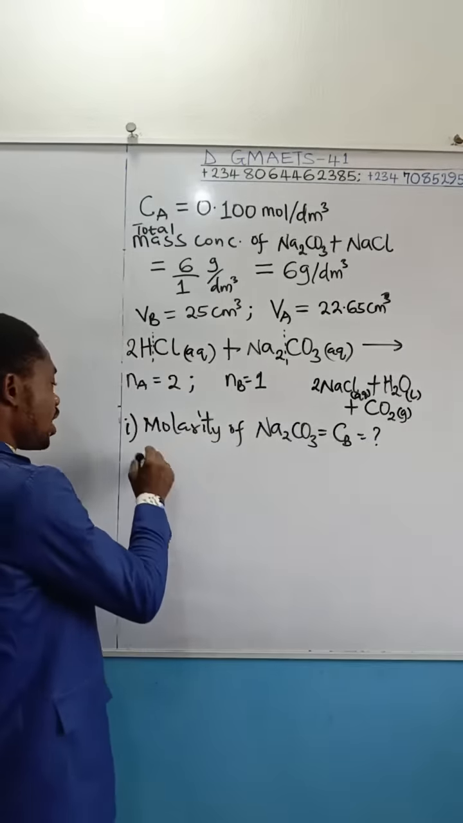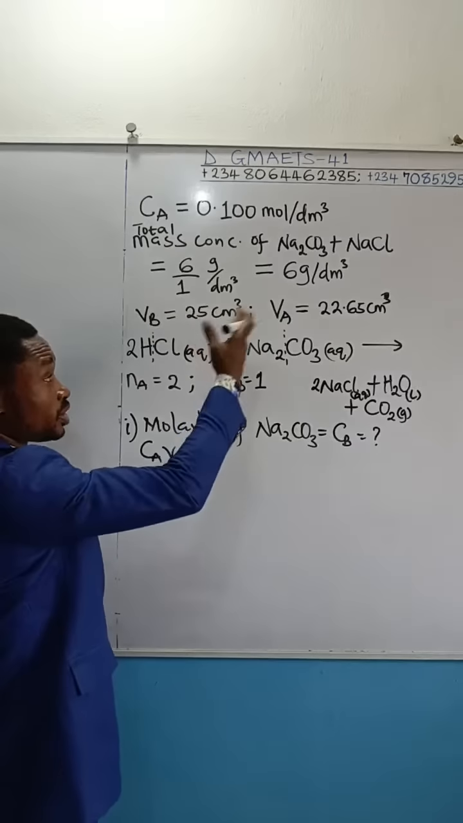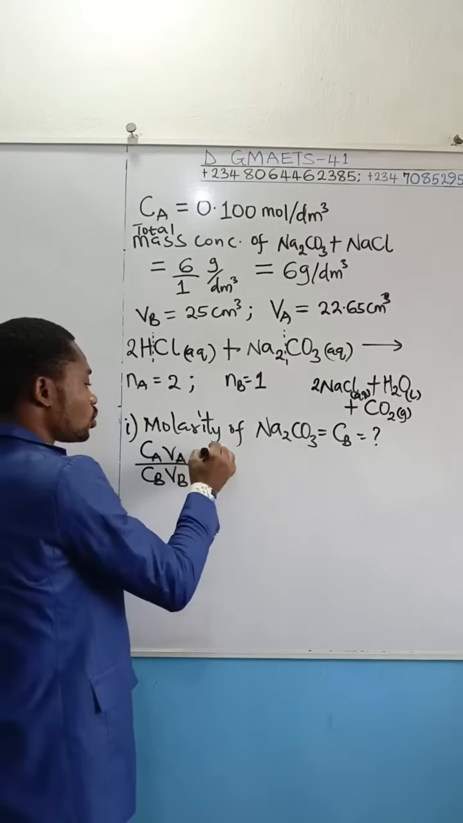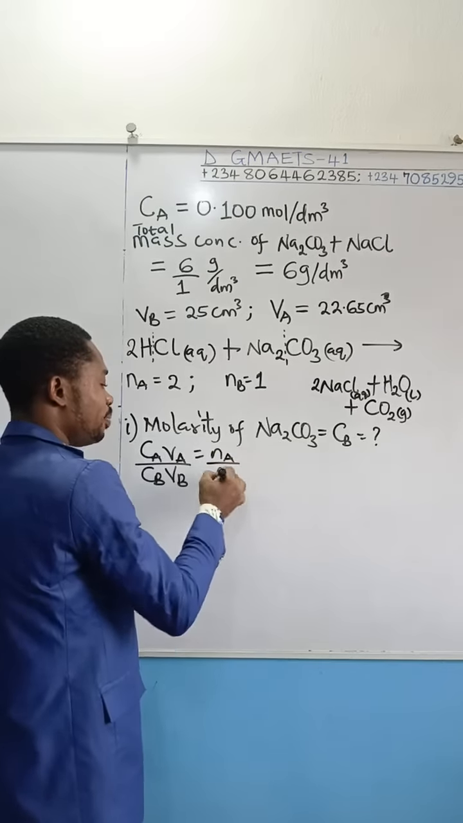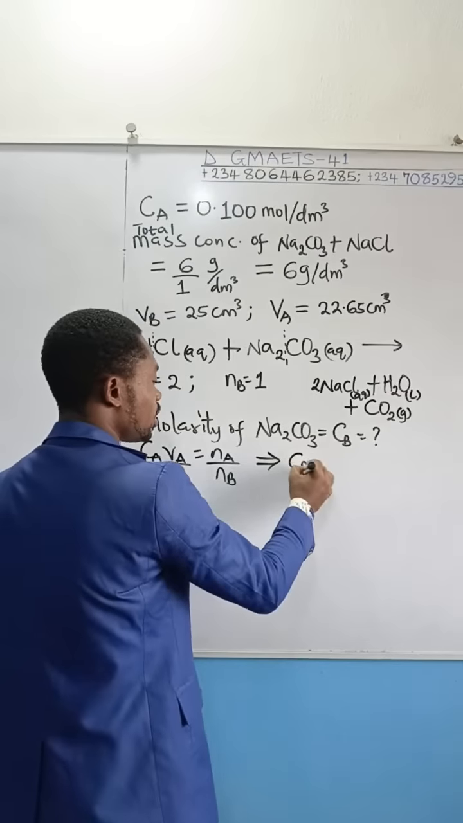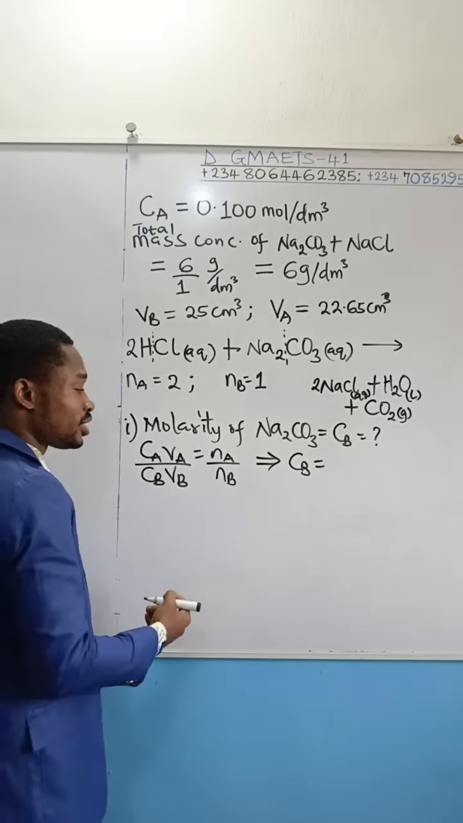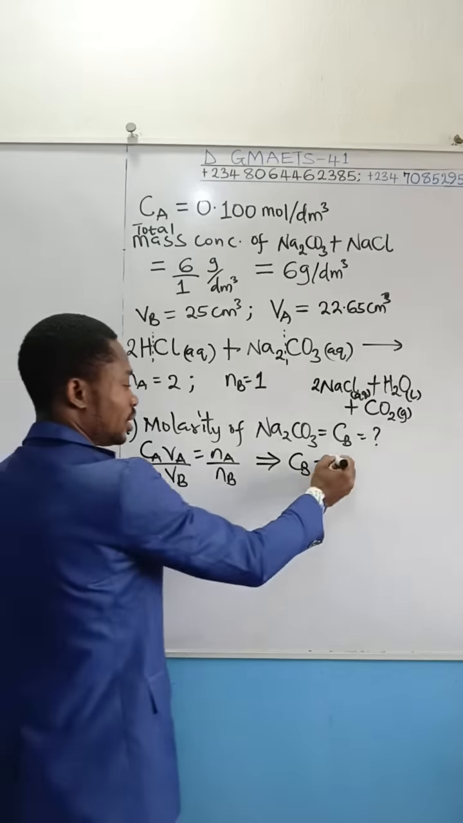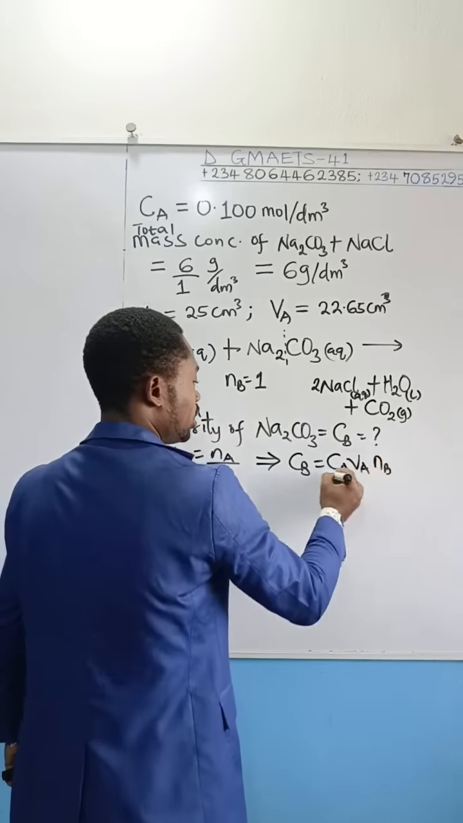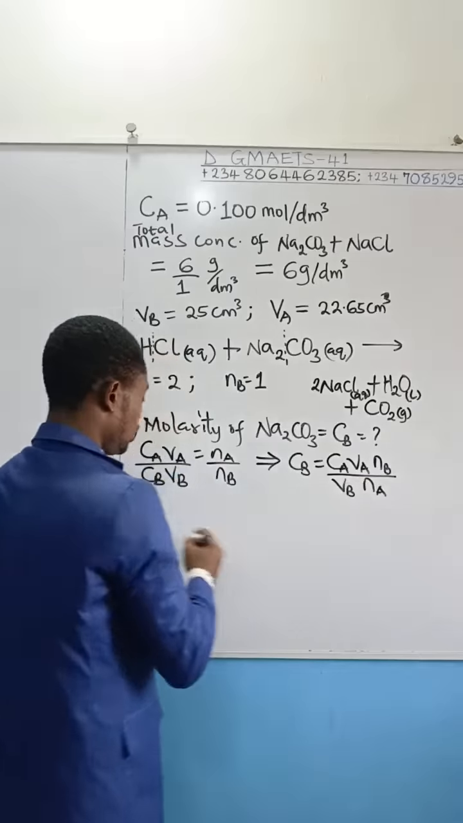So with this, I am going to recall the formula CaVa divided by CbVb equal to Na all over Nb. And then since I'm solving for Cb, I can decide to make Cb subject to the formula, cross multiply, and divide both sides by what is multiplying Cb. In this case, you have CaVa times Nb divided by Vb times Na.